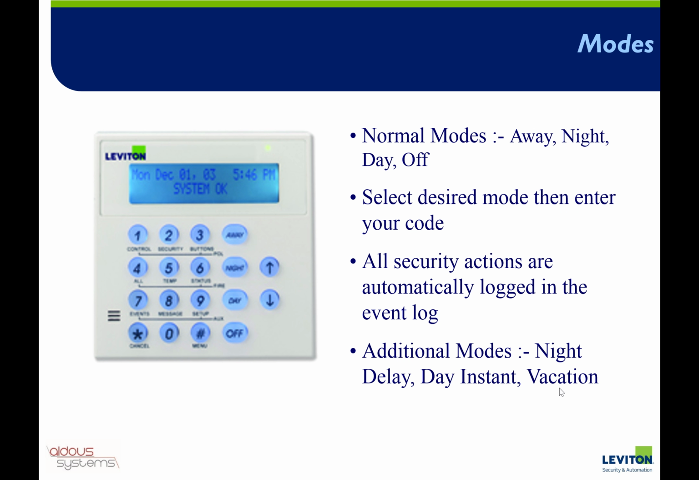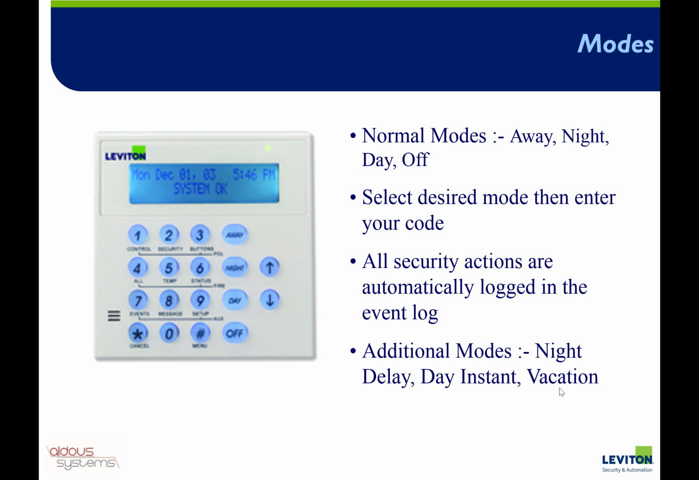Day instant is kind of the opposite. When you arm the alarm in day mode, when you open the front entry exit zone, you'll get an entry delay, so you can turn the alarm off. Day instant will basically trigger the alarm off immediately as soon as you open the front door.